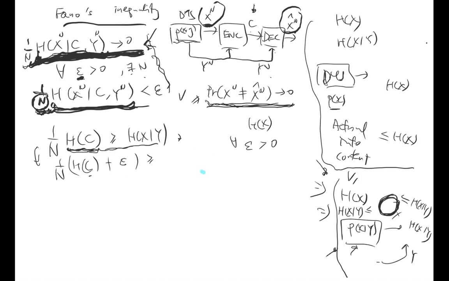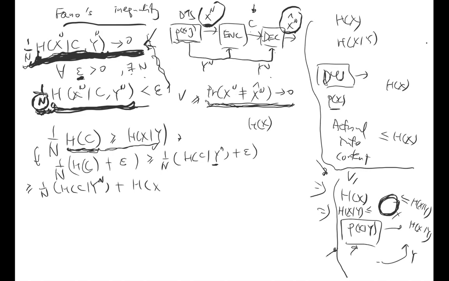Now starting from here, the first step I'm going to do is say H(C) plus epsilon is bigger than or equal to H(C given Yn) plus epsilon. This doesn't matter, right? Because if I have a conditioning, I always reduce the entropy. This is always true. And then I can say this is bigger than or equal to 1 over n times H(C given Yn) plus H(Xn given C, Yn) here.